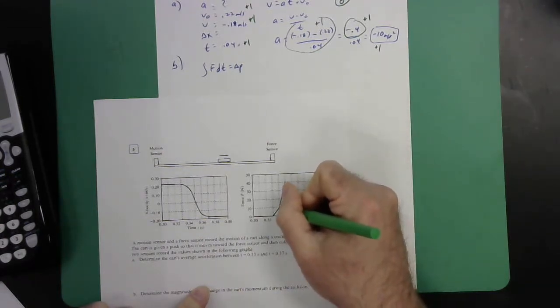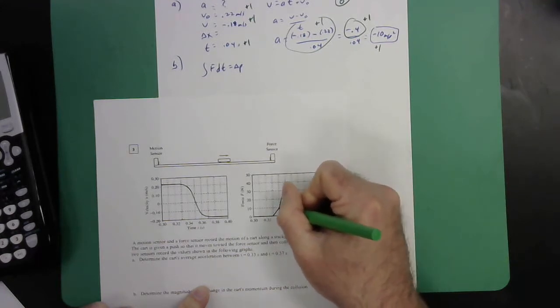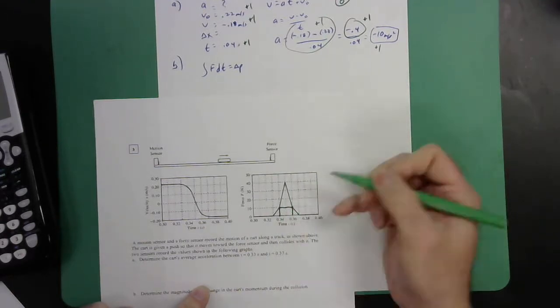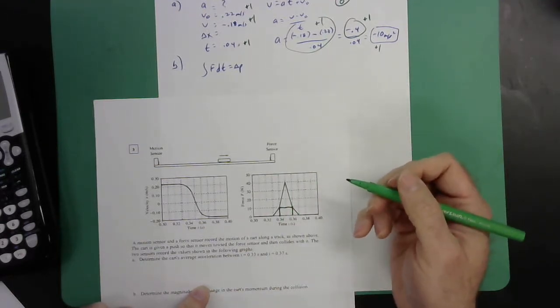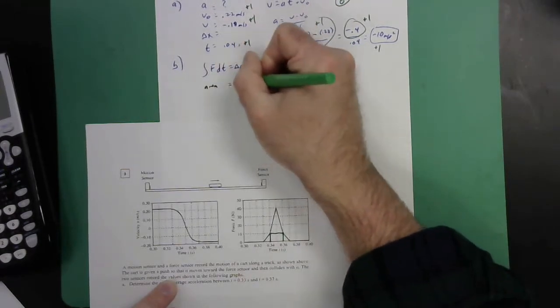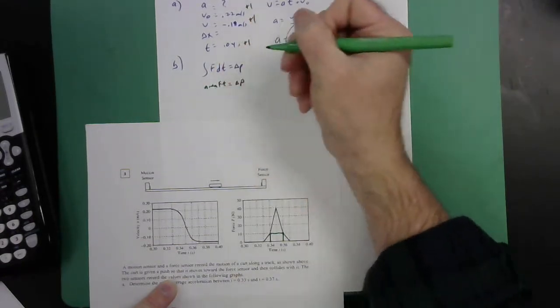I would chop it into a triangle here, right? And a little triangle here, a rectangle, and then this upper triangle. So I've got 3 triangles and a rectangle to add to find that area. Okay, so the change of momentum is that area on the graph, right? The area on the FT graph.